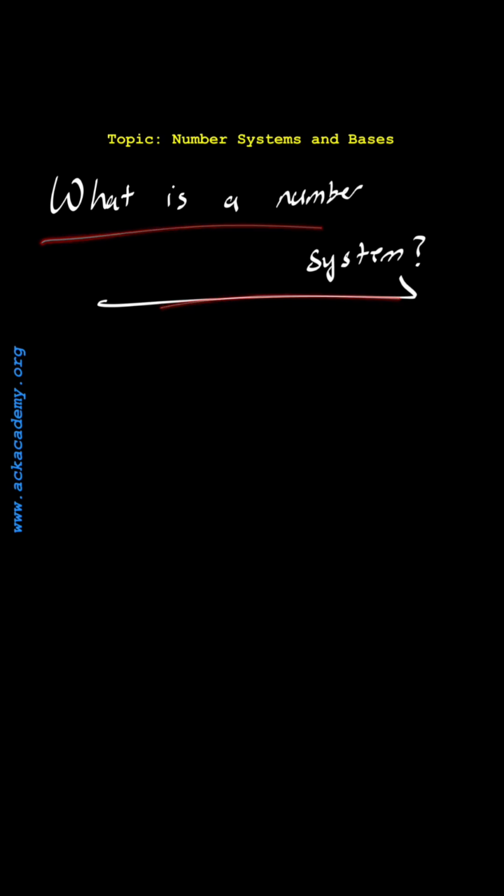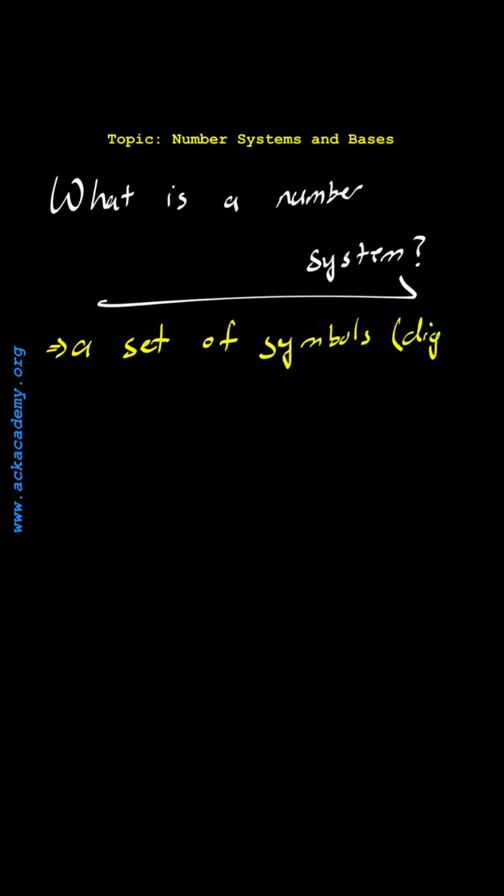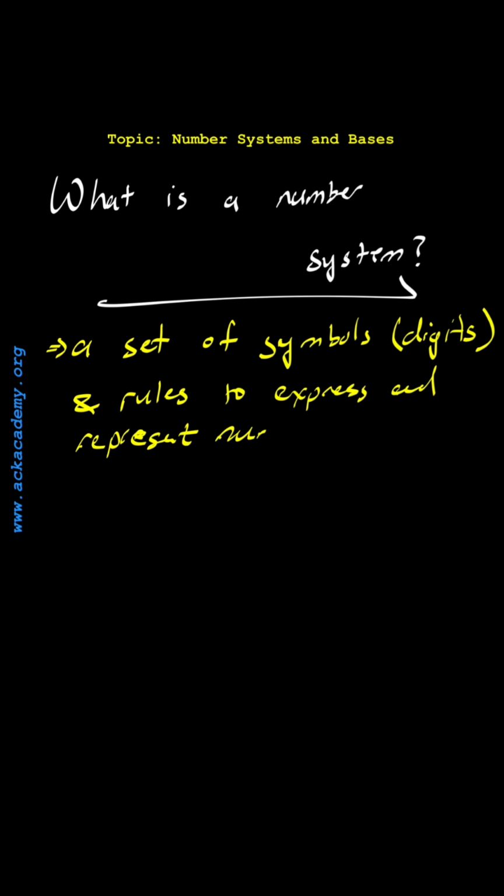What is a number system? So a number system is a set of symbols, like digits, for example. So a set of symbols and rules to express and represent numbers.